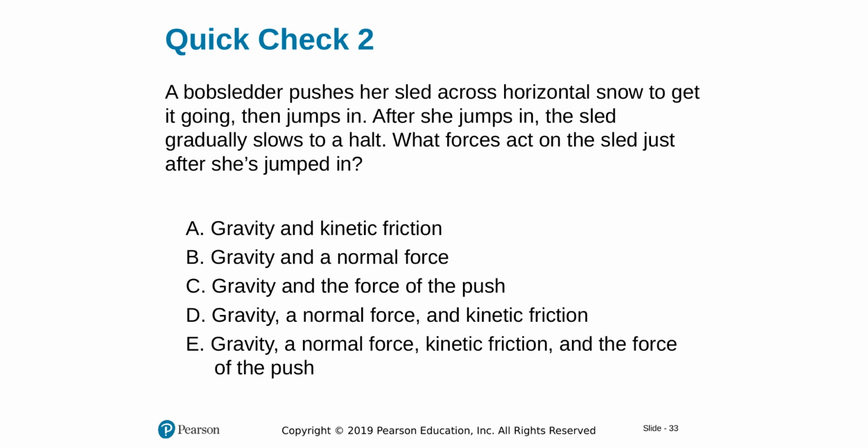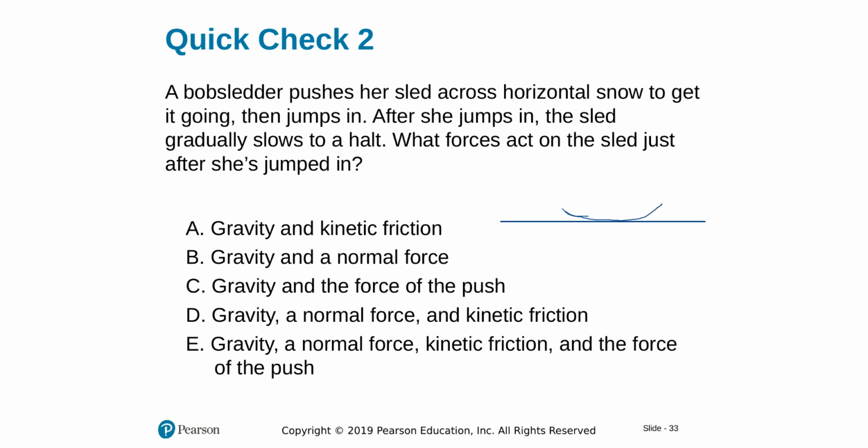Here's a question practicing that. A bobsledder pushes her sled across horizontal snow to get it going, then jumps in. After she jumps in, the sled gradually slows to a halt. What forces act on the sled just after she's jumped in? We'll be making what we will call free body diagrams, where we will be drawing all the vectors that apply to the object of interest. So we're going to make an ugly picture as always.